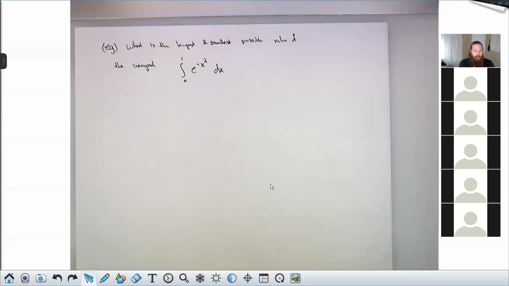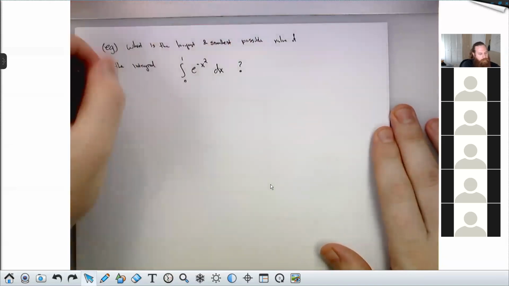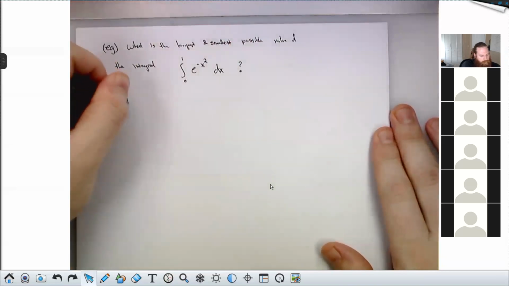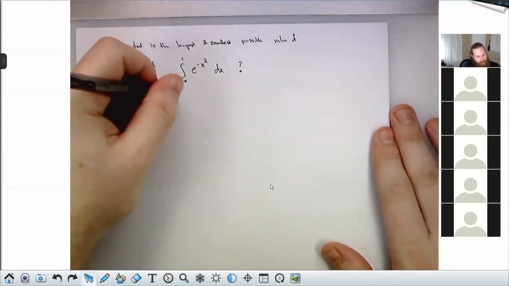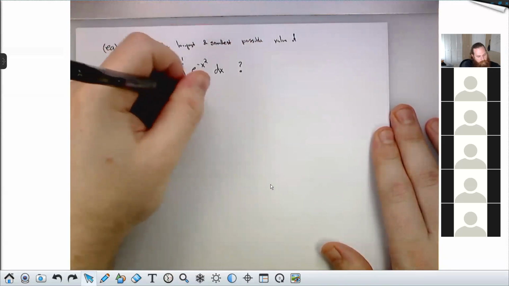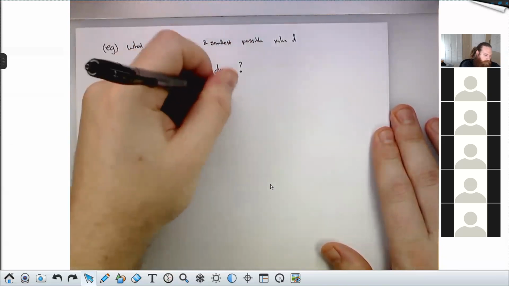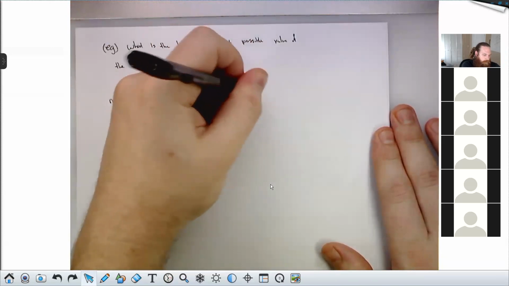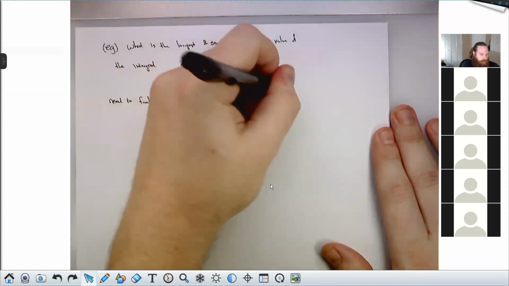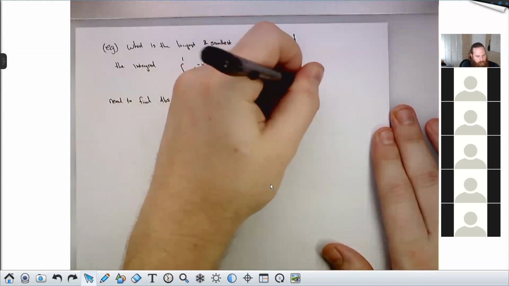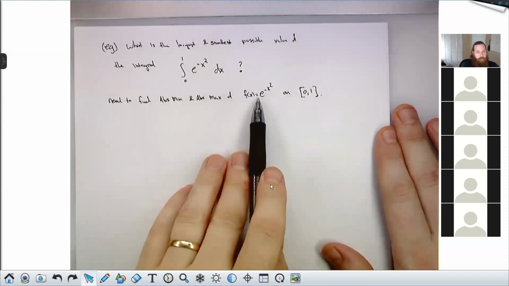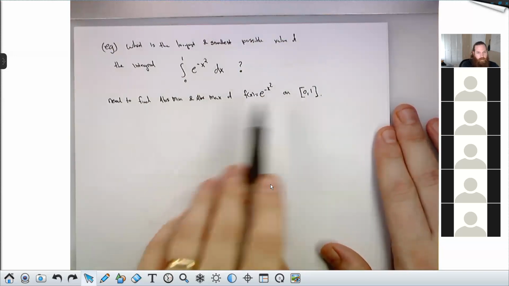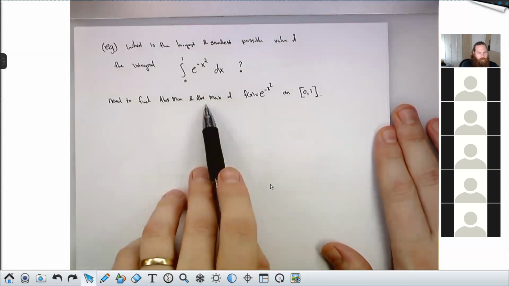So to do this, we need to find the absolute min and absolute max of the function f of x equals e to the negative x squared on the closed interval 0 to 1. And because this is a continuous function and this is a closed interval, there is guaranteed to be an absolute min and an absolute max.